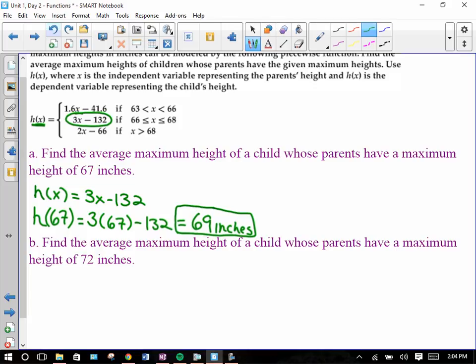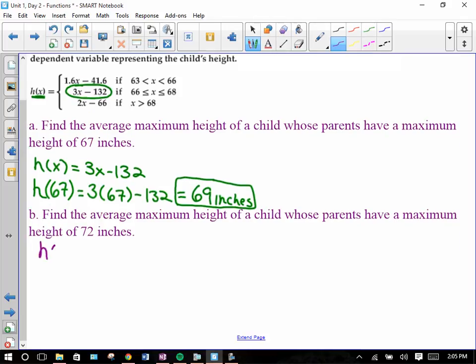Now, the next problem says, find the average maximum height of a child whose parents have a maximum height of 72 inches. So we look at which interval of the domain 72 falls under. Is it between 63 and 66? No. Is it between 66 and 68? No. Is it larger than 68? Yes. So I'm using this equation, h of x is equal to 2x minus 66.